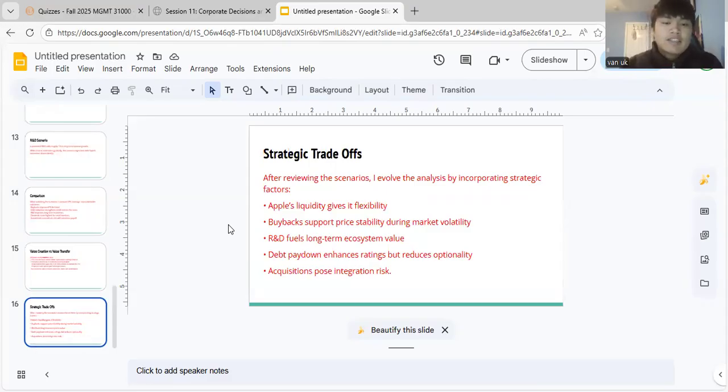And so the last slide is about strategic trade-offs. After reviewing the scenarios, I evolved the analysis by incorporating strategic factors. These are the factors that I incorporated: Apple's liquidity, which gives it flexibility; the buyback supports price stability during market volatility; R&D fuels long-term ecosystem value; the debt paydown enhances ratings but reduces optionality; and the acquisitions pose integration risk.